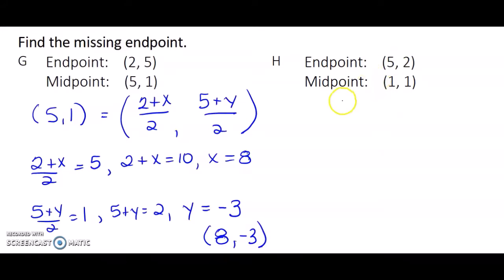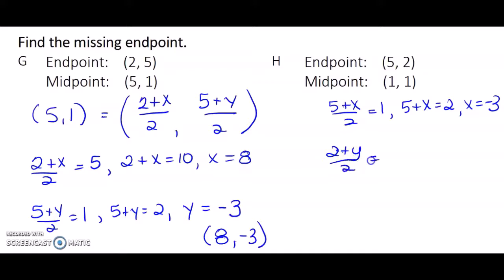Another one is going to be 5 plus some unknown x divided by 2 equals 1, which means 5 plus x equals 2, and x equals -3. Also, 2 plus some unknown y divided by 2 equals 1, so 2 plus y equals 2, and then y equals 0. So our missing endpoint here is (-3, 0).